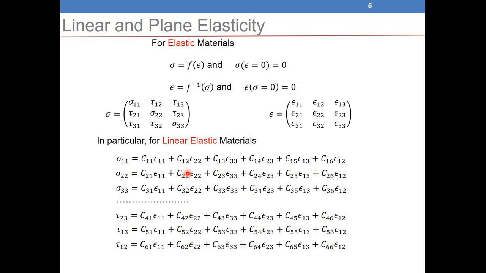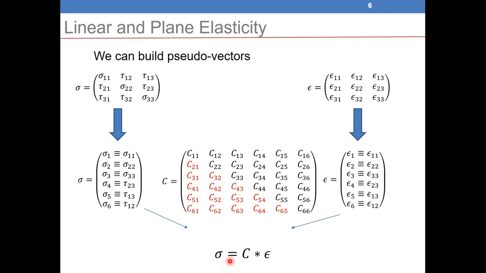Also, more particularly, we said for linear elastic materials, the relation between the stress and the strain will be linear. So if we take the stress tensor and the strain tensor, any stress element that we take from the tensor will have a linear relation with all the strains. For example, the first stress will have a linear relation with all the strains, the second stress as well, and so on. This linear relation can be written in matrix form. The stress is a matrix of constants, which we call C, times the strain.